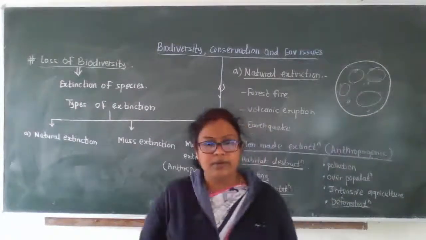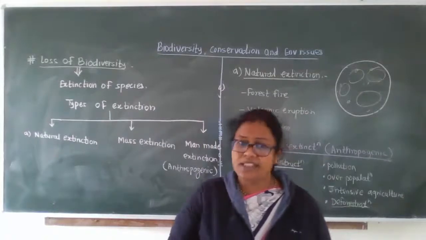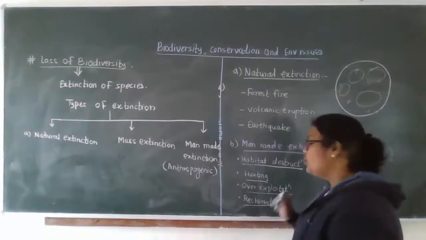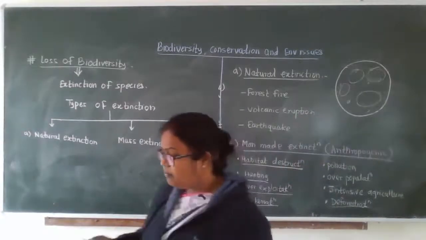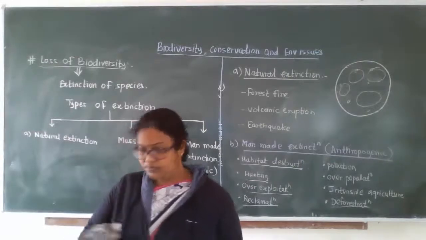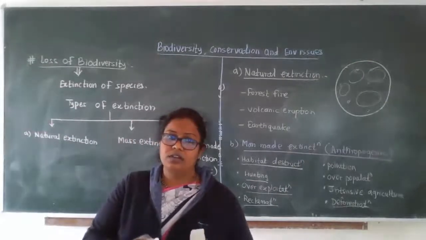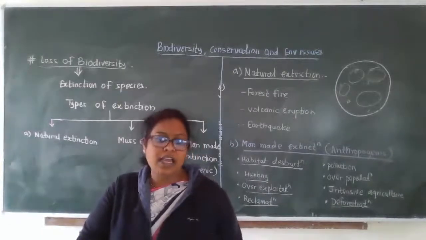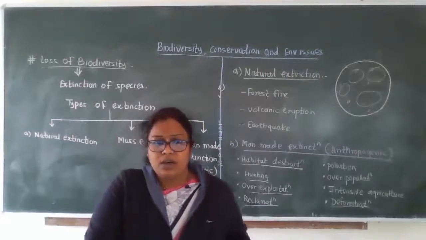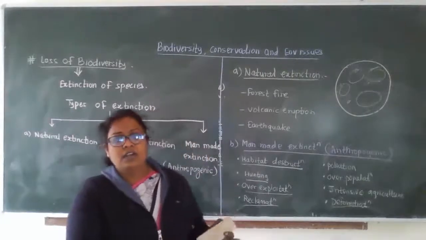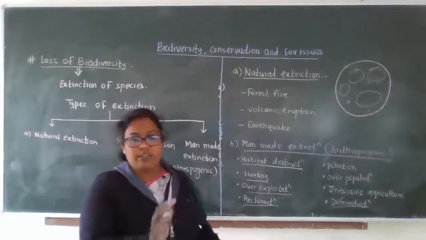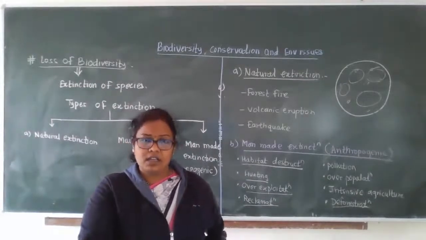Then reclamation. Reclamation means, for example, the Bandra reclamation is the best example of that. In reclamation, we take sea area, add soil to it, and big buildings as well as other areas are built. The sea areas are covered by land. That is called reclamation, and the best example is the Bandra reclamation.